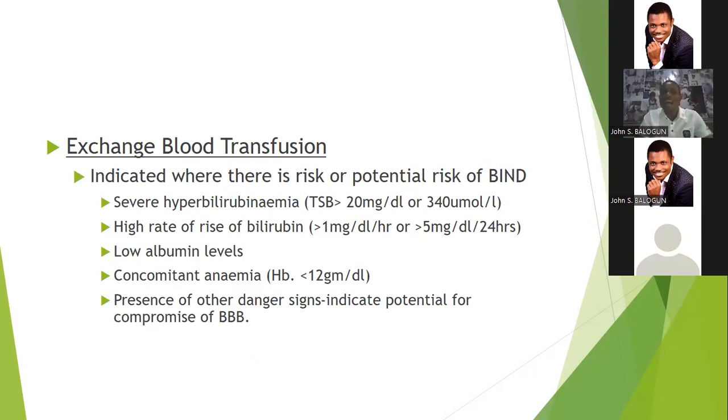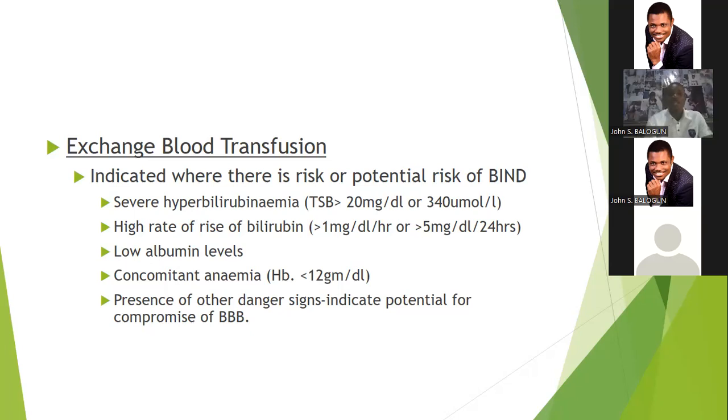Now, if there is a high rate of rise of bilirubin, like I told you, if the rate of rise in a day is more than 5 milligrams per DL, that is exchange blood transfusion. Or if the rate of rise is greater than 1 milligram per DL per hour. Remember, I told you that it is pathologic when the rate is greater than 0.5 milligram per DL per hour, so you will be on the alert. But if you see that the rate of rise is greater than 1 milligram per DL per hour, you don't wait for 24 hours. Rather, you quickly intervene with your exchange blood transfusion.